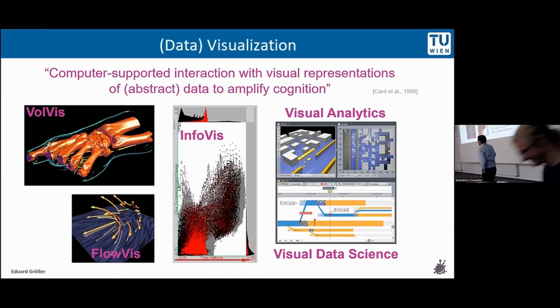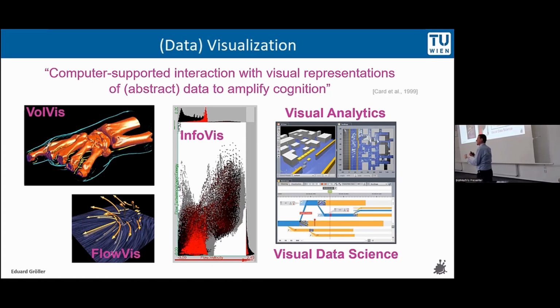So visualization. I mean, visualization is about computer-supported interaction with visual representations of abstract data to amplify cognition. So this is a traditional definition, and it's about data, and you would like to know something more about the data. But it's not just for fun. You have a specific task, a specific goal that you would like to solve. So you would like to be brighter, more intelligent afterwards, and you're using these visual representations.